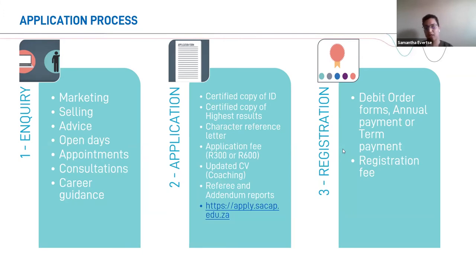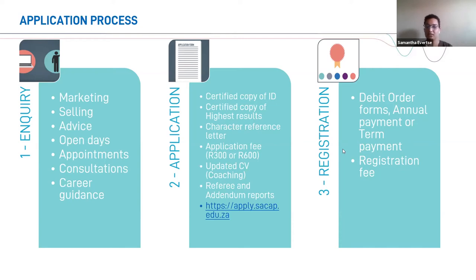Yeah, so the documents you require depend on the qualification that you're applying for. So that will all be on the application. We will leave the link to the application in the Q&A box, so you can apply as soon as possible. And then after you've applied, we'll send you an acceptance letter if you qualify, and then you'll have to finalize your registration by paying your registration fee and finalizing your payment plan.